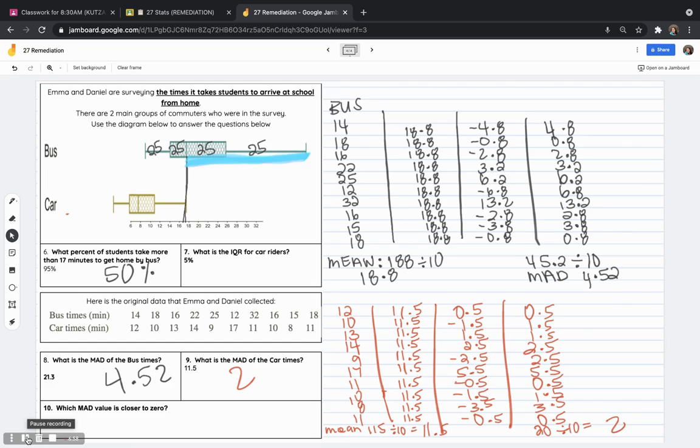And then number 10 is correct. All right, let me know if you have any questions on those before you do the retake.